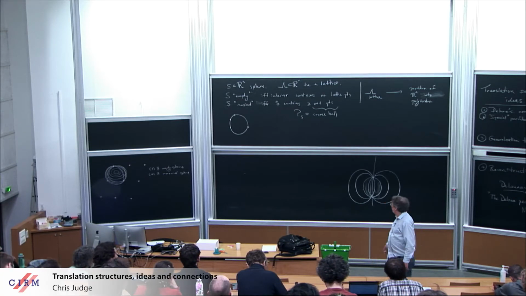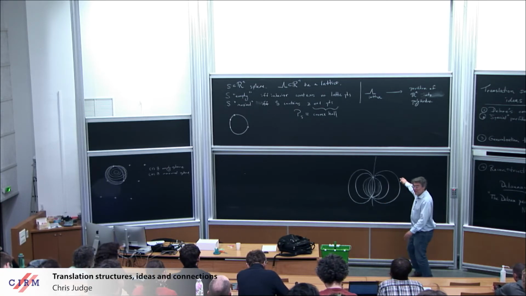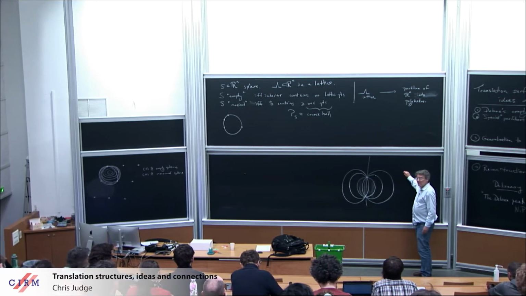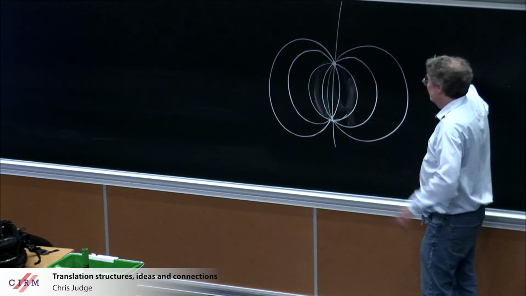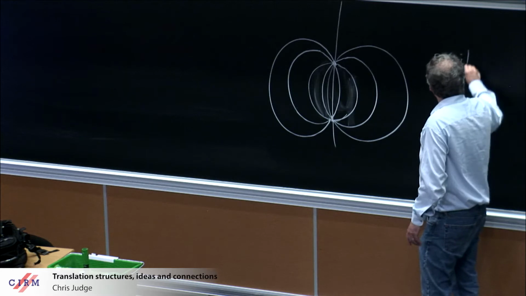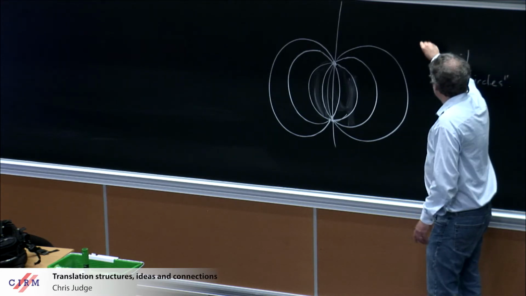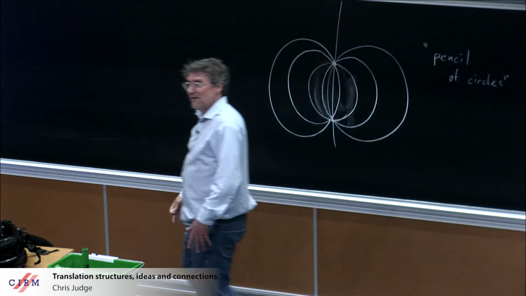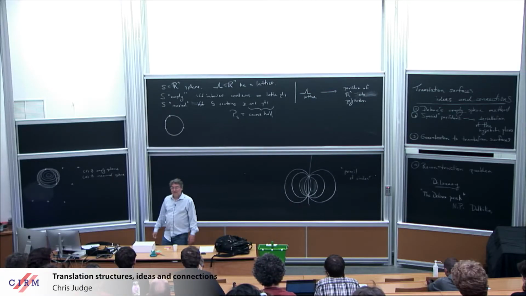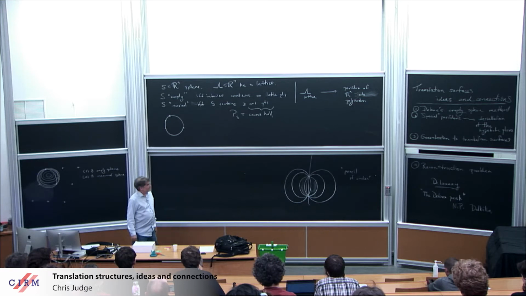And what is this classically called? Who knows? A pencil. Very good. This is a pencil of circles. If you were a student in the 19th century, that was what you did instead of freshman calculus.